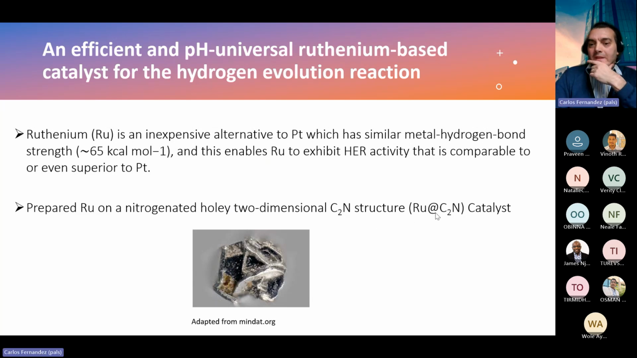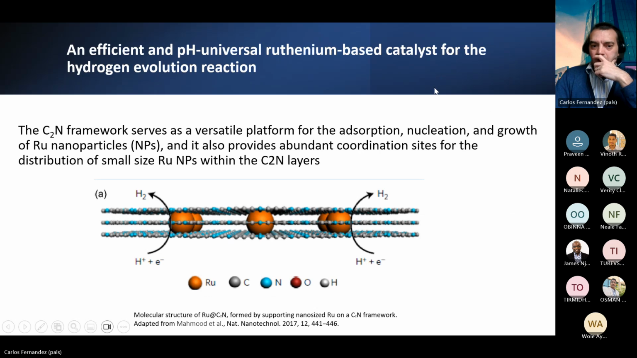So, ruthenium with carbon and nitrogen. This is quite an interesting piece of work, because here platinum has not been used. In this case, that particular composite, the carbon nitrogen framework, serves as a versatile platform for the absorption, nucleation, and growth of ruthenium nanoparticles. That's the idea, and it provides abundant coordination sites for the distribution of ruthenium in the nanoparticles and in the layers.